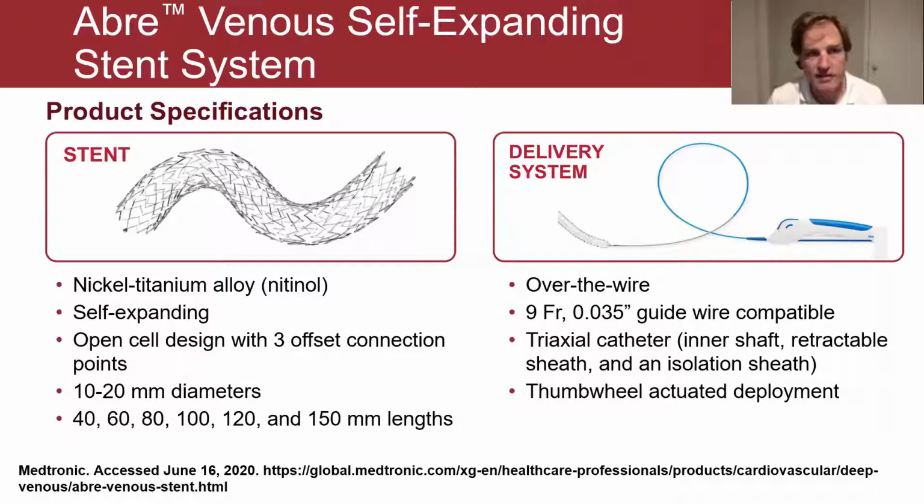The ABRE stent system is a self-expanding laser-cut nitinol stent. It's similar in design, therefore, to the Venogram stent, which again is an open-cell laser-cut stent, and differs from the Vici stent, which we'll mention later on, which is a closed-cell design. It is delivered on a triaxial catheter, which makes it very easy to deploy and gives it a very controlled deployment, and comes in a range of sizes and diameters, which are really helpful in treating the broad range of patients who present with venous disease.